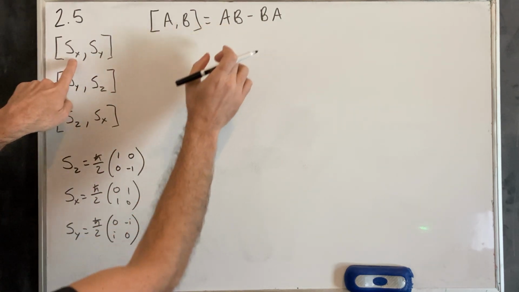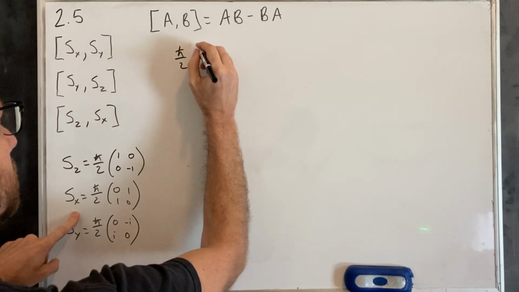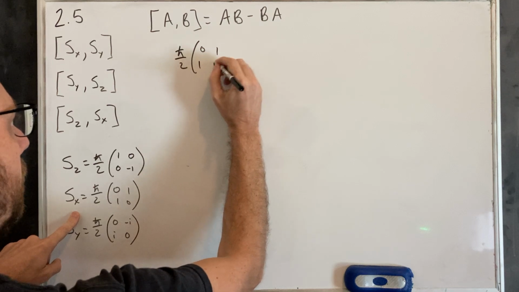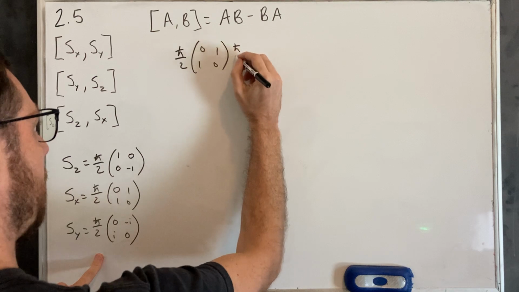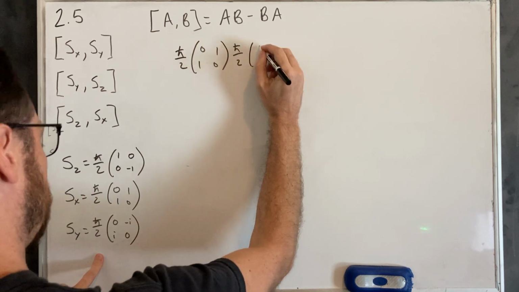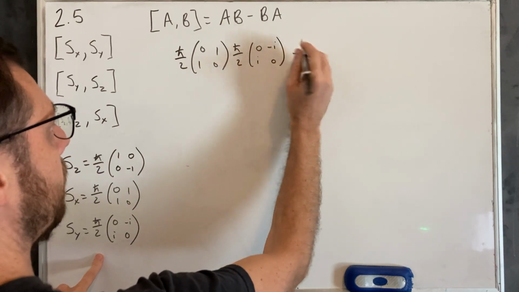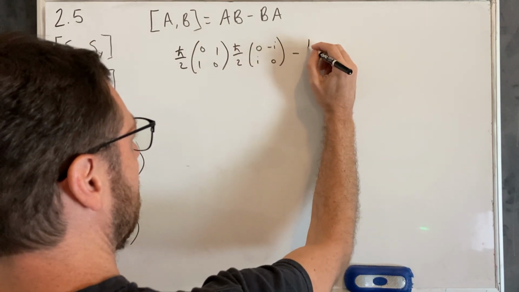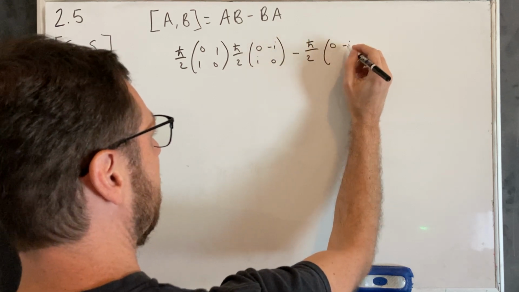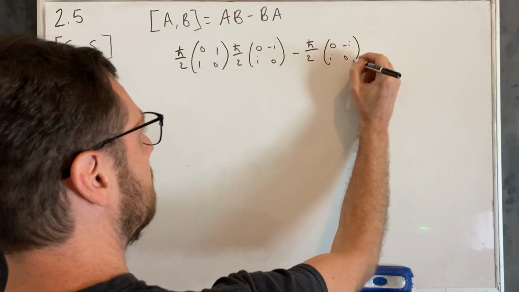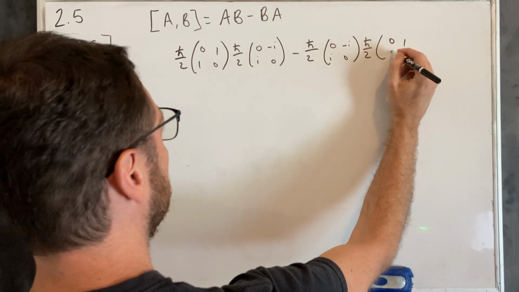So Sx, Sy. So Sx is here, h bar over 2, 0, 1, 1, 0, times our Sy, which is here, h bar over 2, 0, negative i, positive i, and 0, minus, just flipped around, reversed. So h bar over 2, 0, negative i, positive i, 0, h bar over 2, and then this one here, 0, 1, 1, 0.